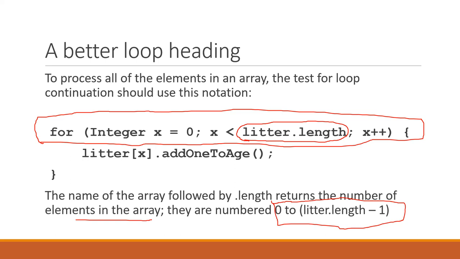And then what do you want to do for each of those things? We want to call a method for element x of the array. And then if x changes through all the legal subscripts, it'll process every element of the array the same way.